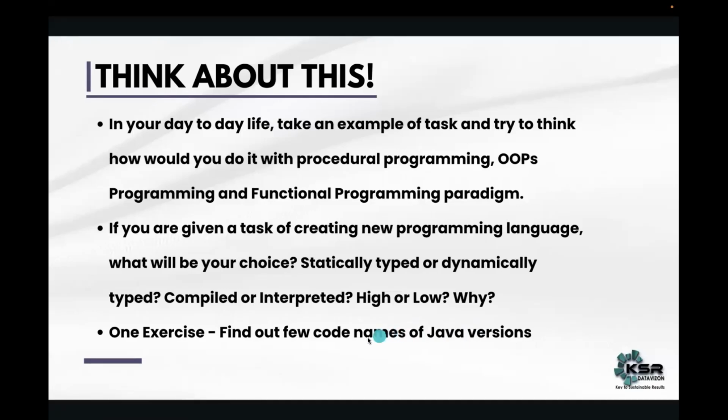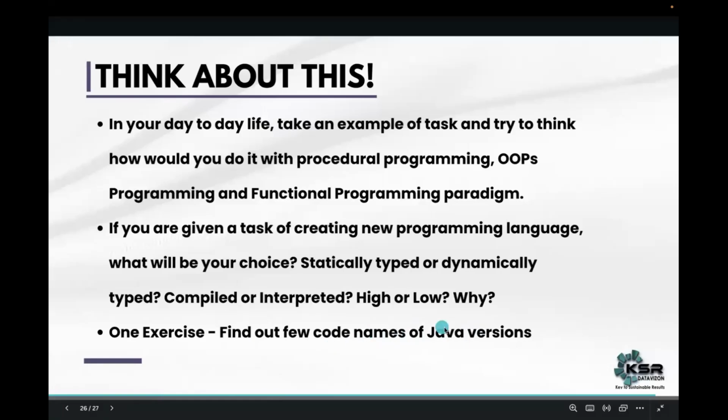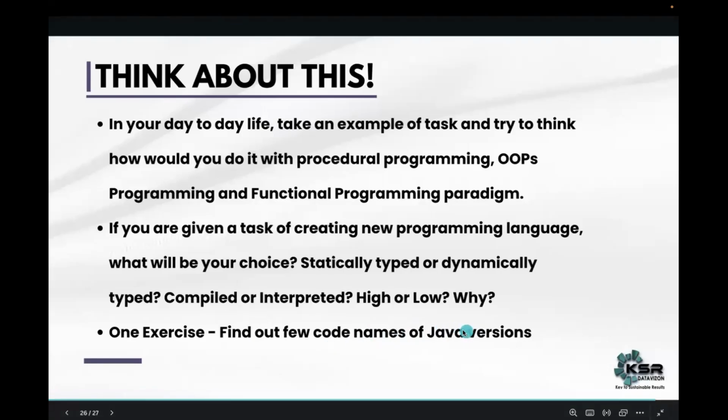Okay? A lot of Android versions are named like that, and Java versions also had code names. So if you know about it a bit, you will feel interested to learn more about Java. So just find out these and try to think on these questions.